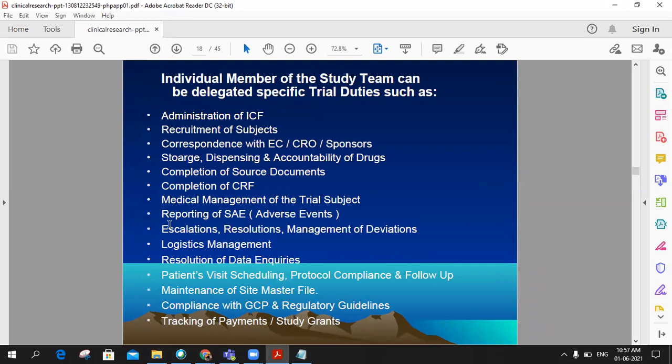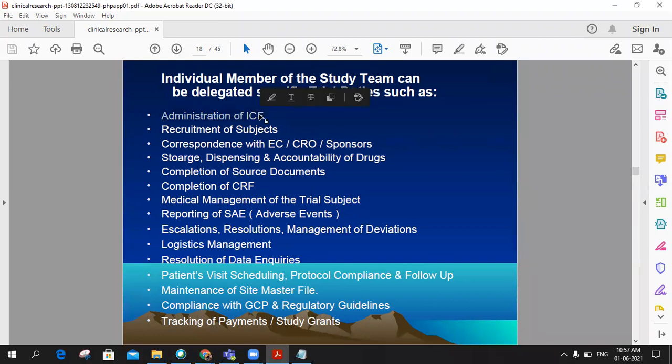So these are some of the essential documents, or rather not documents, these are some of the trial duties and tasks that the sites will need to perform. These are some of the tasks that the site study team can take up.